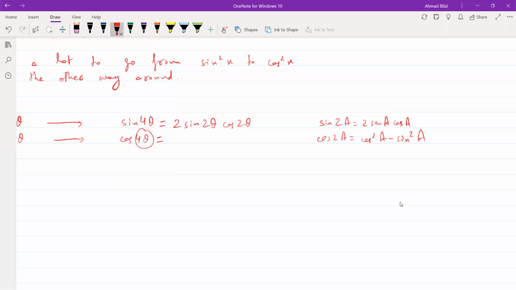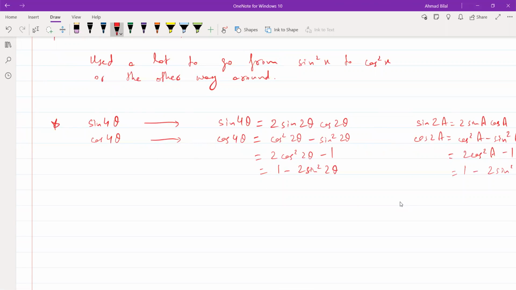So ये 4 theta आ जाए यहाँ पे, you're going to have cos square 2 theta minus sin square 2 theta. इसकी बाकी forms क्या होती हैं, 2 cos square a minus 1 or 1 minus 2 sin square a. So similarly, that's going to be the same here as well. You get 2 cos square 2 theta minus 1 or 1 minus 2 sin square 2 theta. So जब left पे cos 4 theta है, sin 4 theta आ रहा हो, you can write it like this.